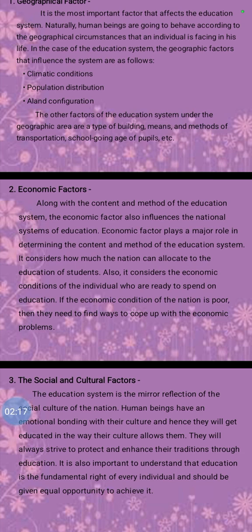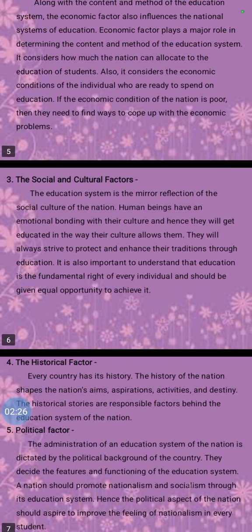If the economic condition of the nation is poor, then they need to find ways to cope with economic problems. Social and cultural factors. The education system is the mirror reflection of the social culture of the nation. Human beings have an emotional bonding with their culture, and hence they will get educated in the way their culture allows them. They will always strive to protect and enhance the traditions through education.